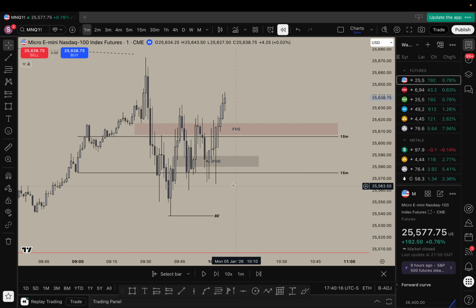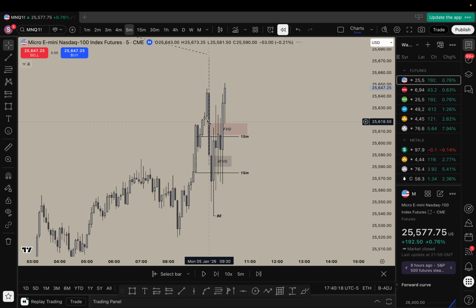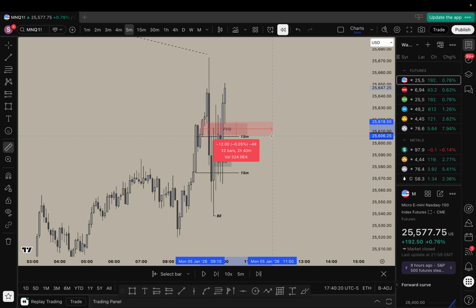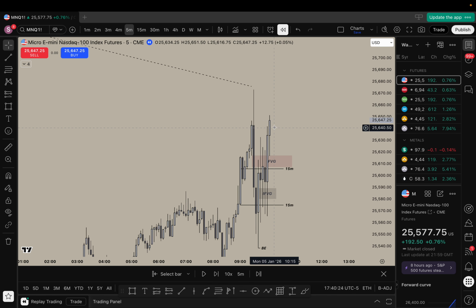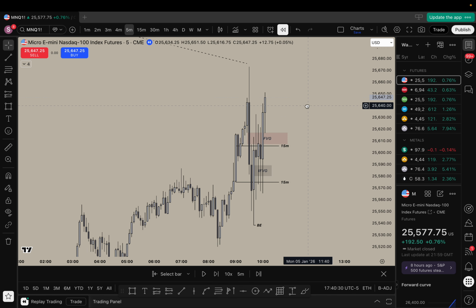But let me explain the conditions now, right? So remember I told you, if you respect this condition, I'm expecting price to go down. But if you disrespect it, I'm expecting price to trade higher. So which is what exactly happens. Both scenarios happen. We respected it and we got the 1 minute inversion out of it, clearly following my rules. But unfortunately, I got stopped out.